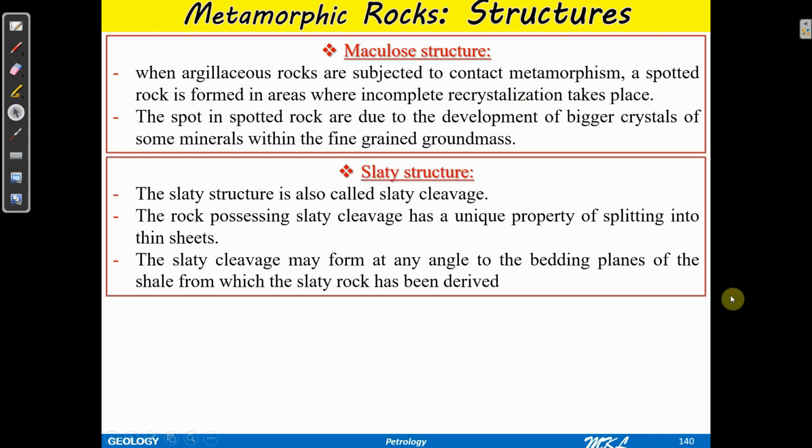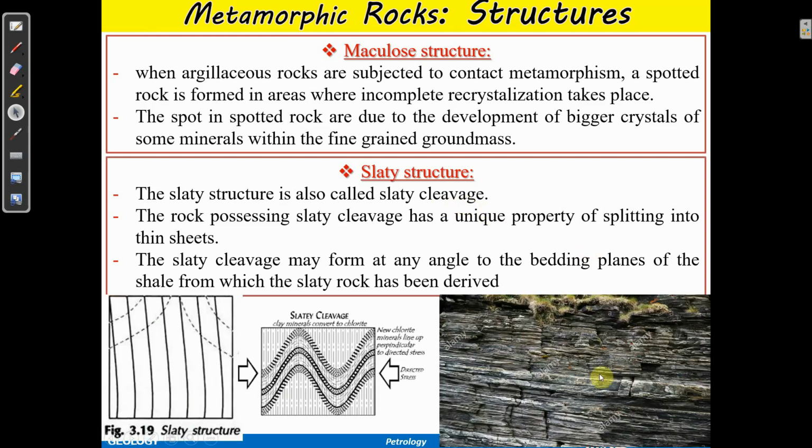For slatty structure, you will see the slatty cleavage like this. These are called slatty cleavage. So layer after layer, connected with weak planes. In between two layers you have a weak plane. That's called the slatty structure.